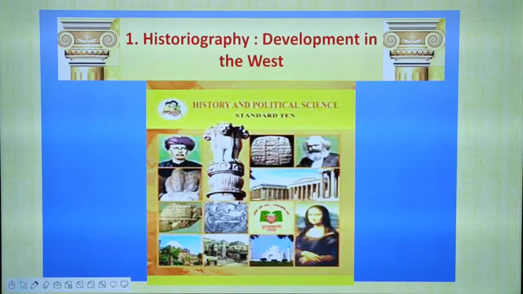So today we're starting with the first chapter of history, that is historiography, development in the West. Now what is the concept called historiography? Completely a new concept. His story in a graphical style. So historiography, you can break it into three parts. His story in a graphical style is termed as historiography. So nothing very difficult, quite an easy concept to grasp.